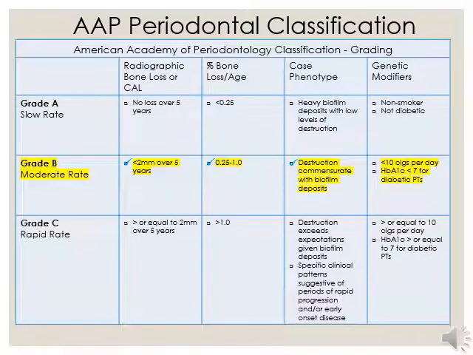I classified this patient as grade B because she's older, so the bone loss presented at a slow rate, but I consider her a moderate rate because of the hyperthyroidism medication, which affects wound healing and makes her prone to infections.